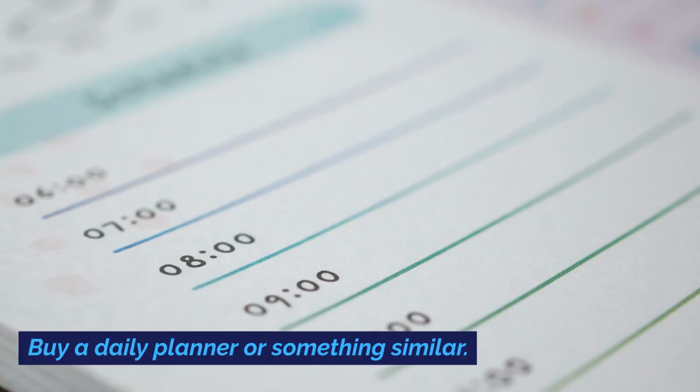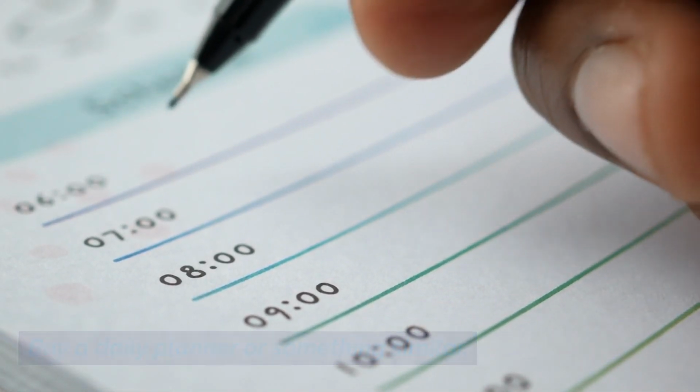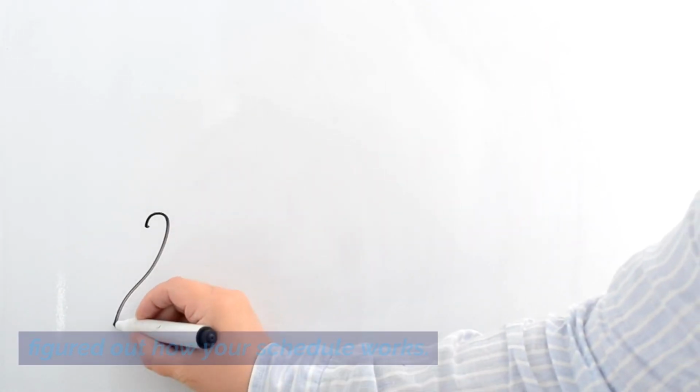Once you've got your schedule blocked out and you know what you need to schedule, fill in your schedule. Buy a daily planner or something similar. Only plan for a week at a time first, until you've figured out how your schedule works.